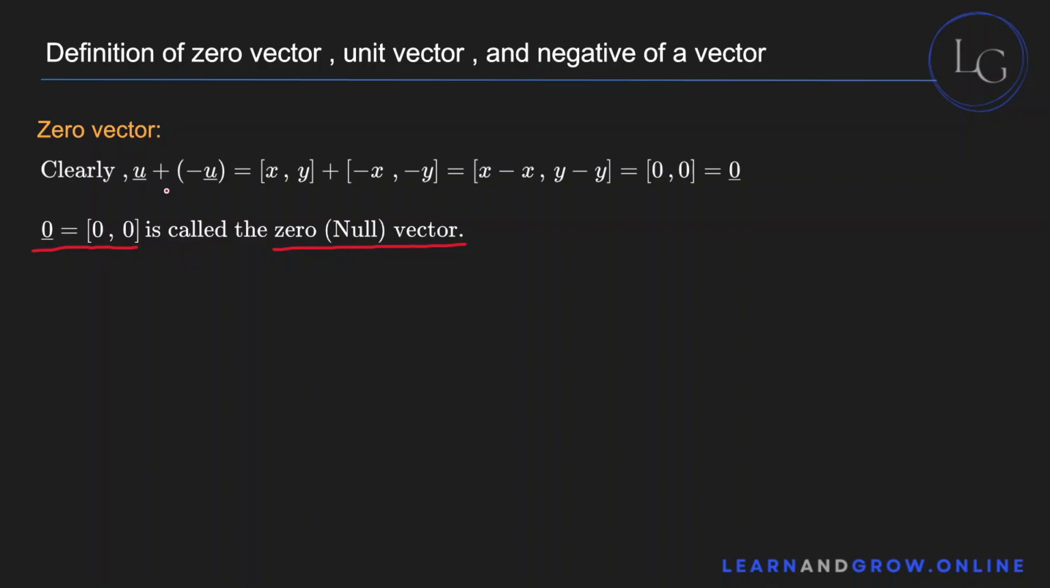So how do we get this? Simple. If you add a vector u with its negative vector minus u, that'll give you 0, right? So if u is equal to (x, y), obviously negative u will be equal to (-x, -y). And when you add them up, x will be added to negative x, y will be added to negative y. So x minus x is obviously equal to 0, and y minus y is also equal to 0. And that just gives you the null vector 0, right? Simple.